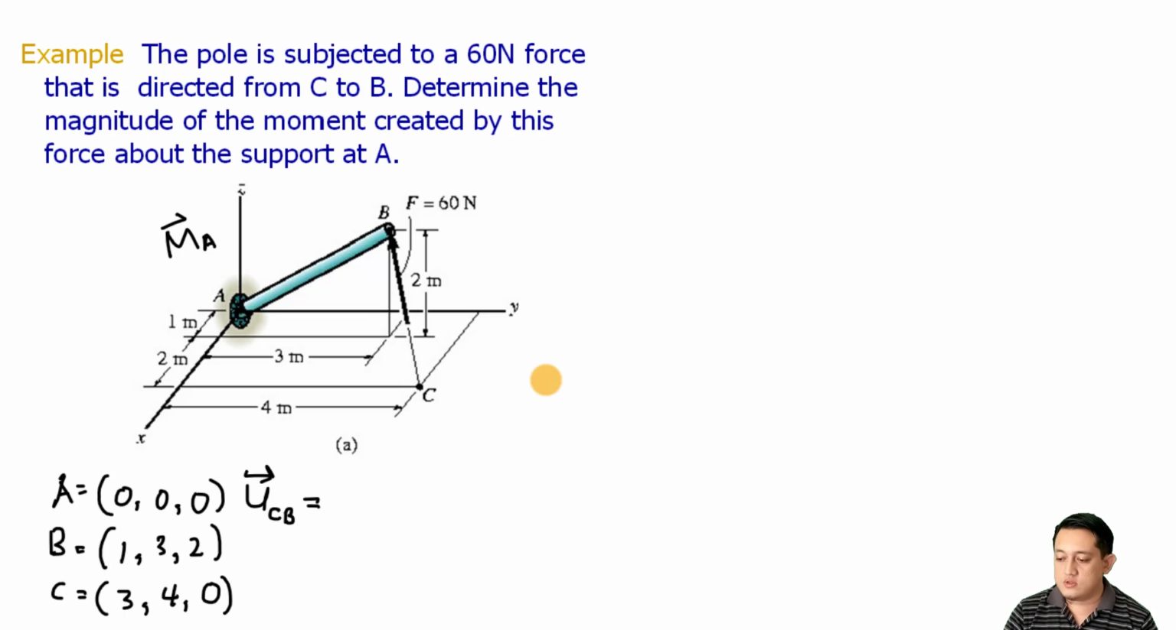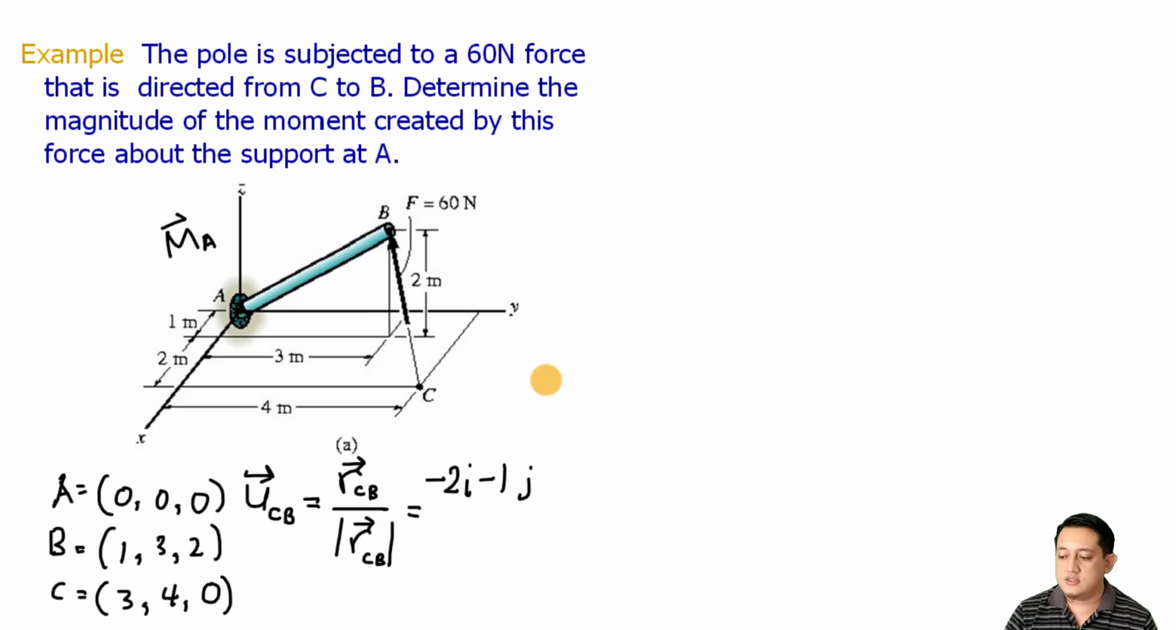So this is equal to the vector R from C to B over the magnitude of R from C to B. To calculate R from C to B, we need to use coordinate B minus coordinate C, not C minus B. So our coordinate B is 1 minus 3, so it will be negative 2i. And then 3 minus 4, negative 1j.